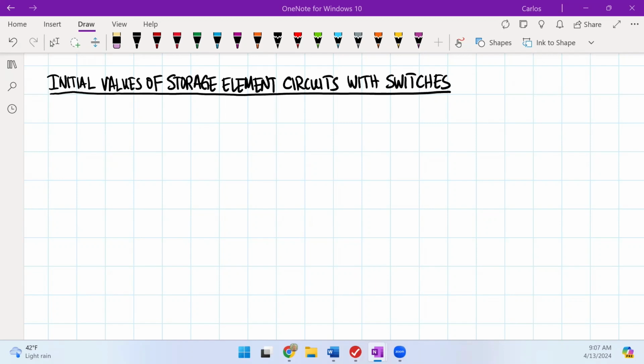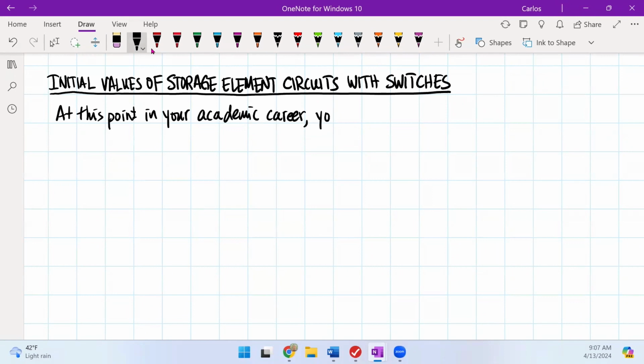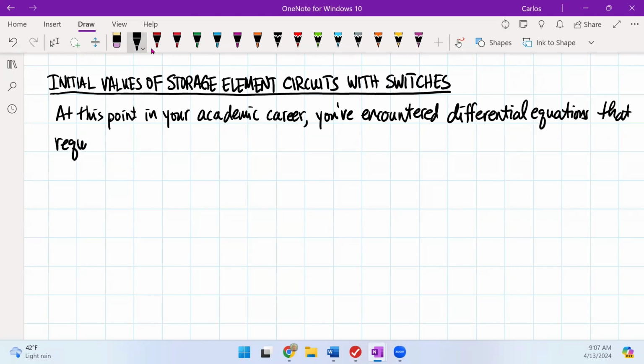Initial values of storage element circuits with switches. At this point in your academic career, you've encountered differential equations that require initial conditions. And a lot of times you'll see me write them as ICs.